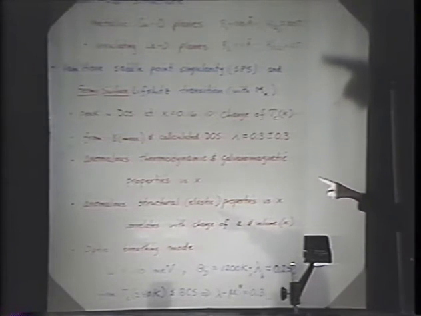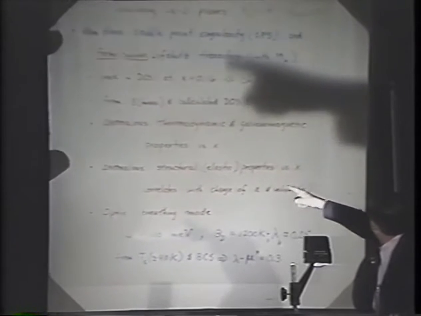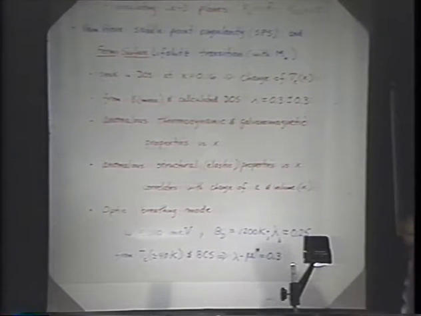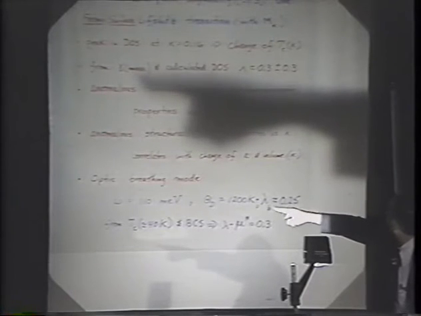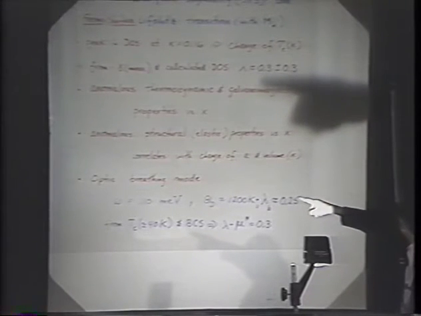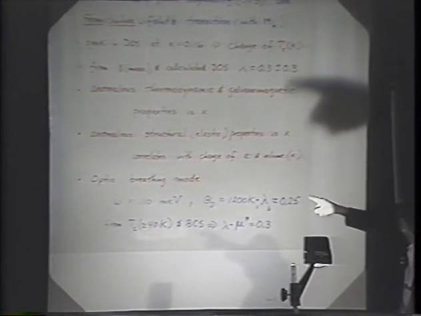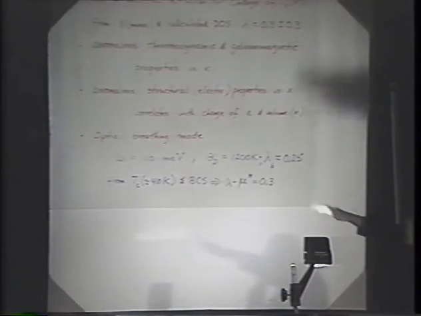Hc2 perpendicular is about 2 Tesla, enormous anisotropy. The Van Hove saddle point singularity and the Fermi surface Lifshitz transition that I mentioned correspond quite closely to the changes in Tc. From the measured gamma and the calculated density of states, we get a lambda of about 0.3 plus or minus 0.3 with the experiments. There are anomalous thermodynamic effects, and so forth.